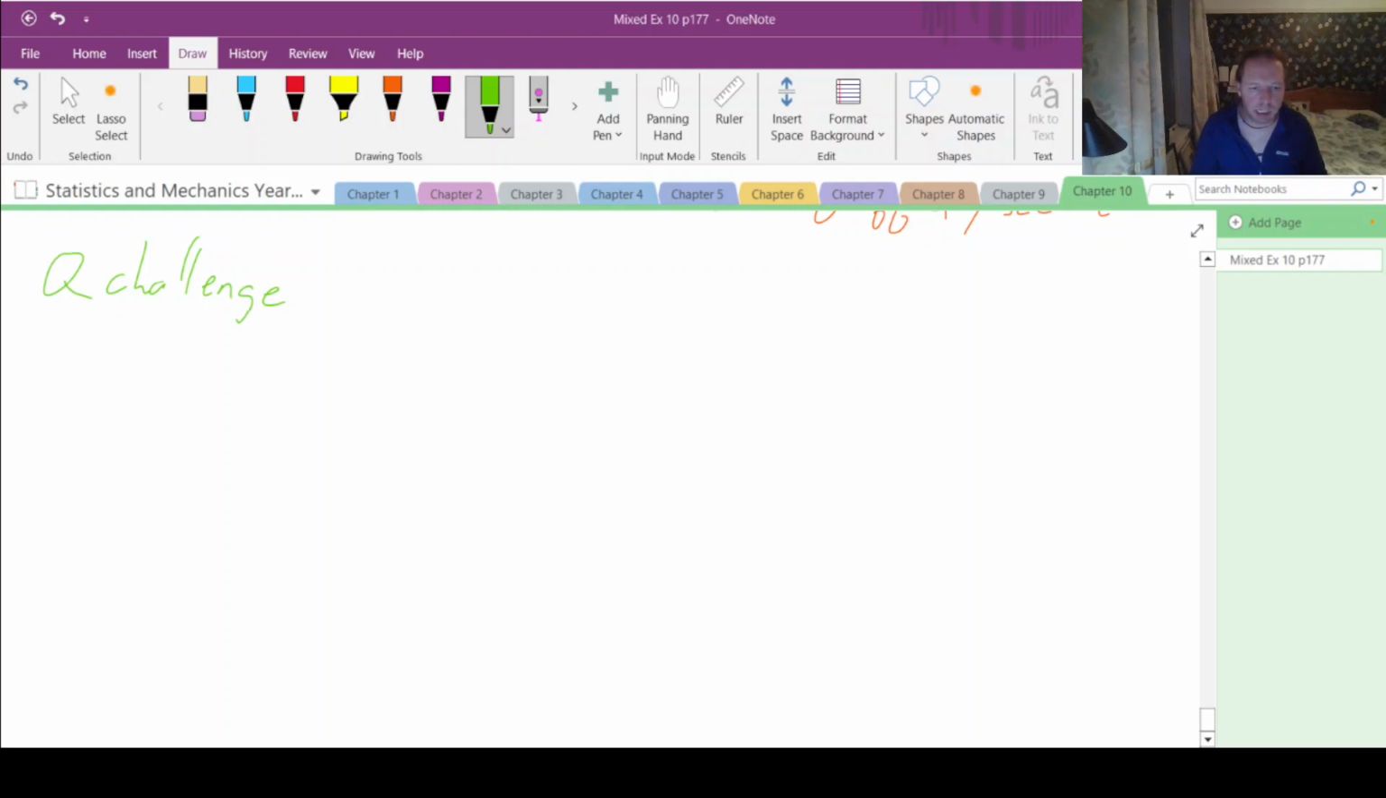Okay, here we are, Stats and Mechanics Year 1, Chapter 10, Mixed Exercise, Challenge Question. If you haven't done question 15 yet, it's huge, okay? But the challenge question, I hope, might be easier. In this question, I and J are unit vectors, east and north respectively, okay? Two boats start from rest at different points on the south bank of a river.